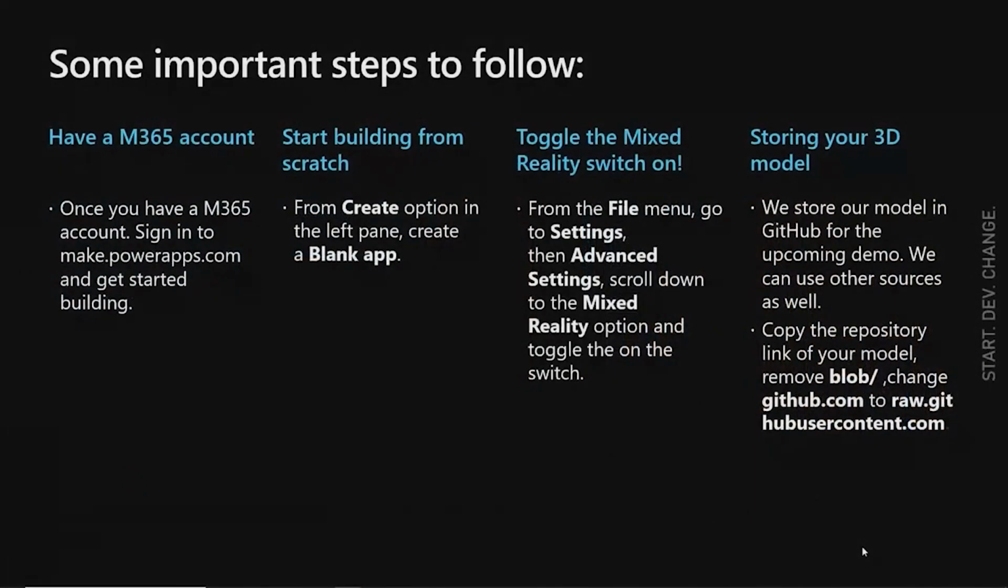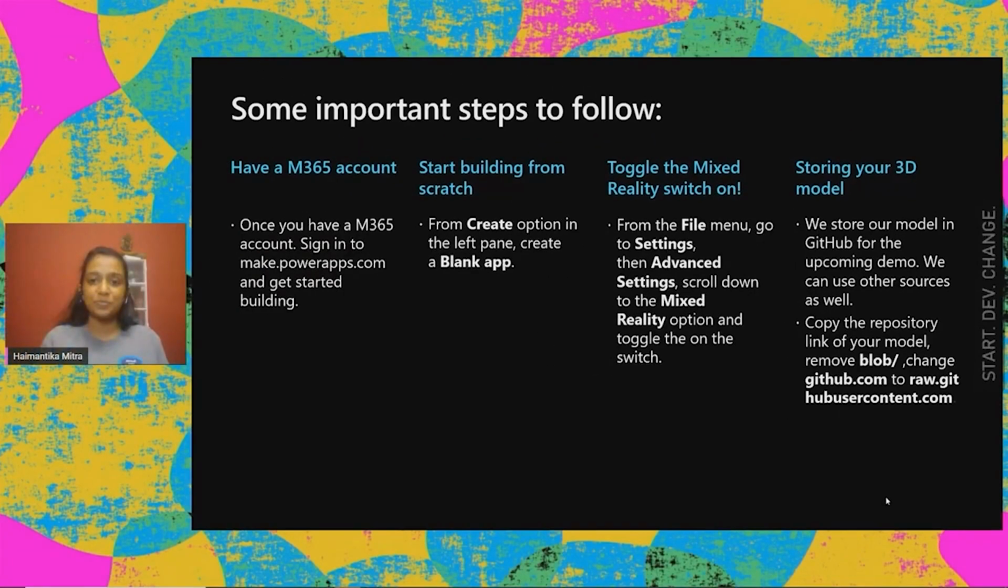Before we move on to mixed reality and see how we can do things with it, some of the important steps that we have to follow are, first and foremost, we have to make an M365 account, and once we have that, we are set to go. Next, we sign into make.powerapps.com, and that's it, we get started building. For this particular demo, we will be building from scratch, but as a starter, I would always recommend you to start building apps from a template. And to use mixed reality in Power Apps, we need to toggle on the advanced settings, and then we need to switch on the mixed reality settings.